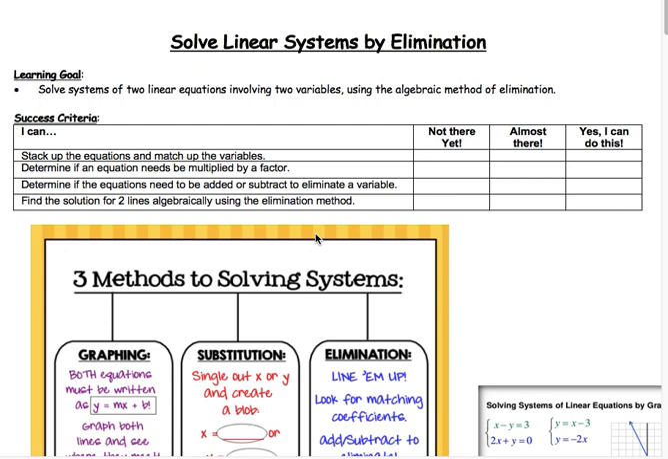So I am going to go over some of the other methods that we've used so far, and then we'll jump into the Elimination Method. So if you feel like you're good at graphing, good at Substitution Method, then you can just move along through the video and right to the elimination examples.